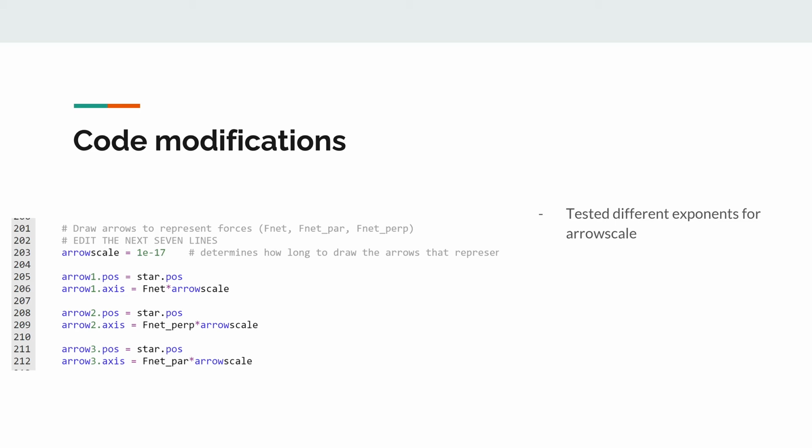For the arrow scale part of the code, I had to experiment with the arrow scale value. I started at 1 times 10 to the negative 30th, and that was way too small. I couldn't really see the arrow, so I just kept going up by 1 exponent each time. So I went from negative 30 to negative 29, negative 28, until eventually I got to negative 17, and it seemed like the right value. When I ran the program, the arrows showed up pretty clearly, so I settled on e to the negative 17th.